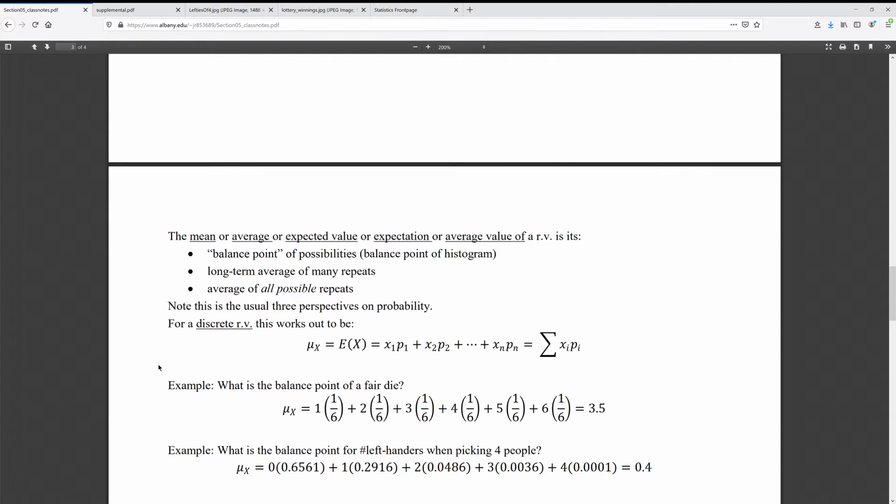possibilities. X bar, add them up and divide by how many you've got, is the data mean, the data average. You've got 10 numbers, you add them up and divide by 10. You've got 10 people's heights, you add them up, divide by 10 to get the average of those 10 people's heights. Data. We are not now talking about data, we are talking about possibilities. The mean or average of a random variable is the balance point of its possibilities.